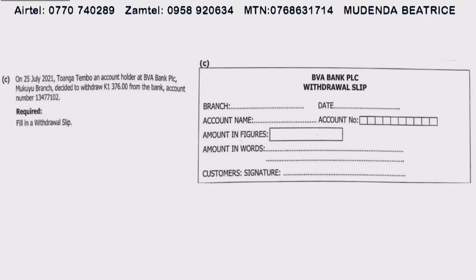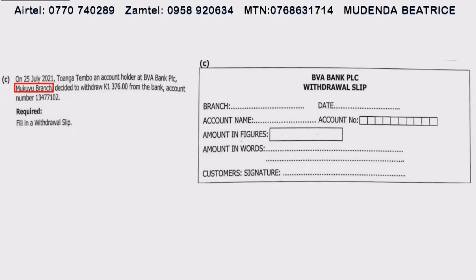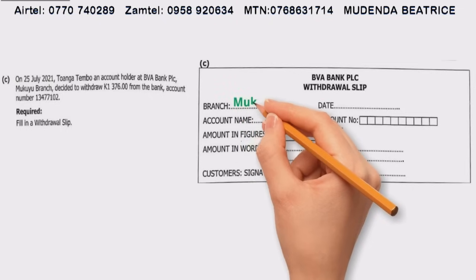I'm sure you can see these blank spaces which are indicated by dotted lines. Okay, so let's start with the branch. We have got the branch there, and from the statement we are told that the account is with Mukuyu branch. So we write Mukuyu there.